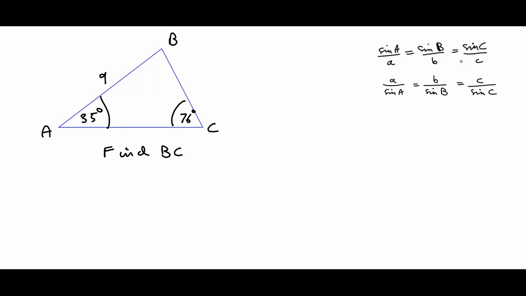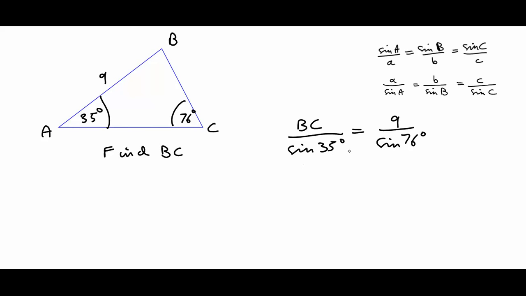So using the second of the set of equations, the A over sine A, B over sine B, C over sine C, we can say that BC divided by the sine of the opposite angle, which is the 35, sine A, equals, and then we have the angle C, 76 degrees, and the opposite side C, 9, so that would equal 9 over sine of 76 degrees.